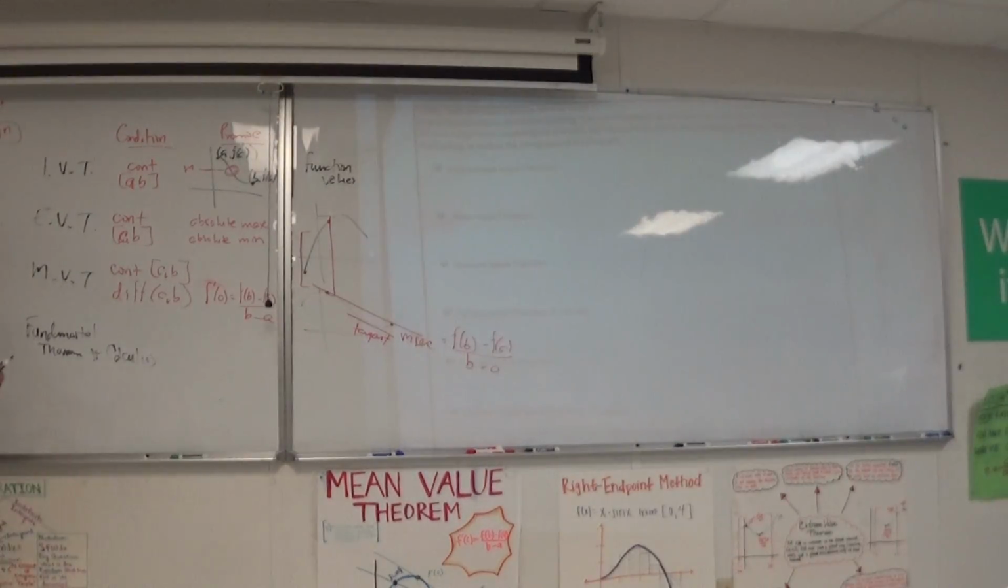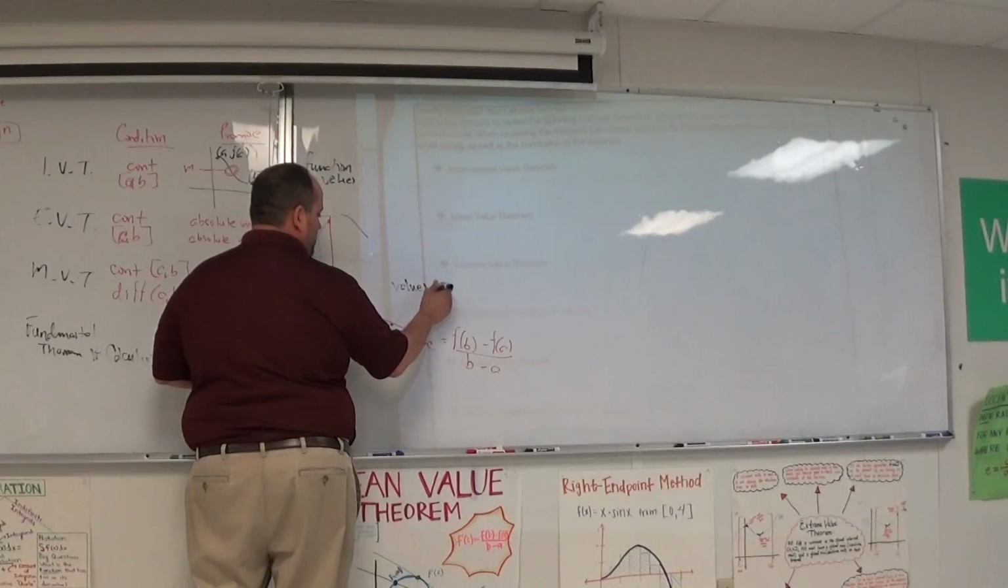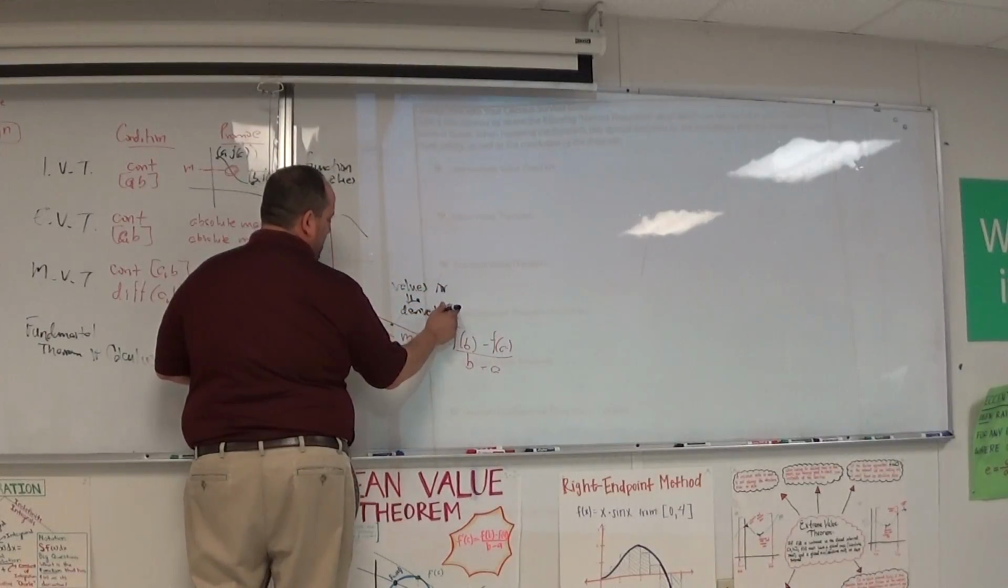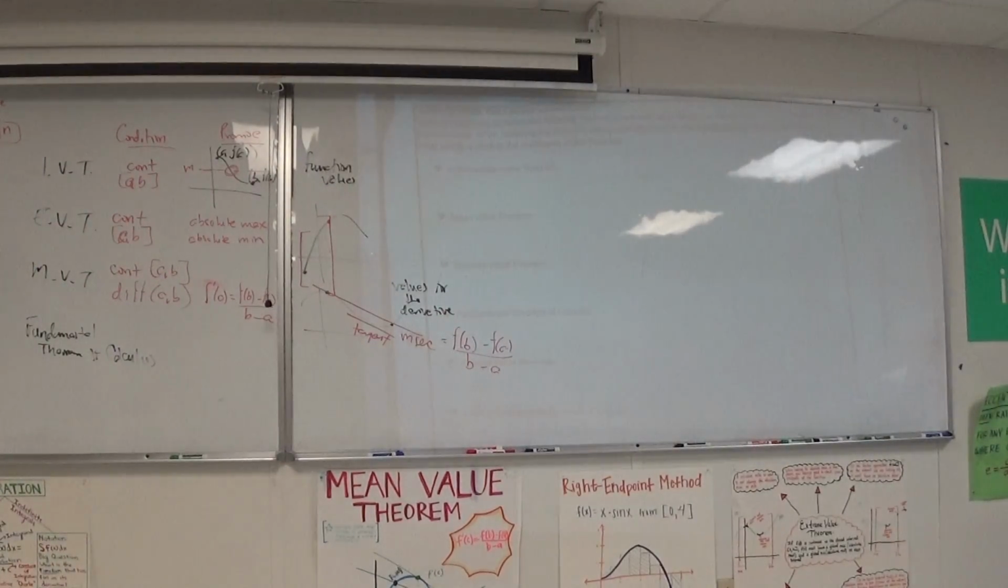So I'm going to think about the MVT when it asks about values for the derivative. That's what I'm looking for. If you're asking me things like f prime has to have a particular value, that's when I'm going to think about the MVT.